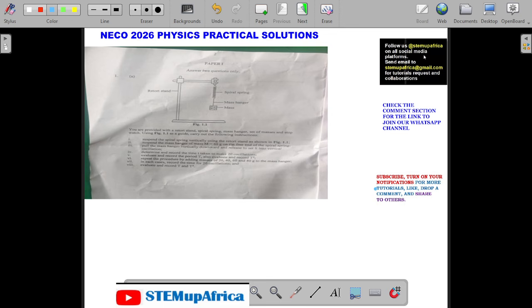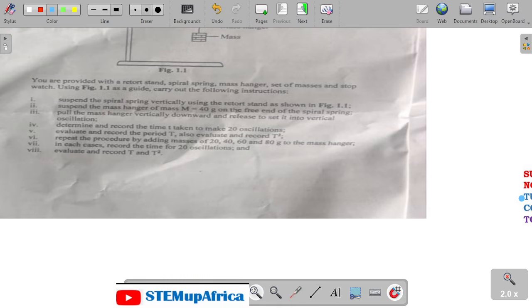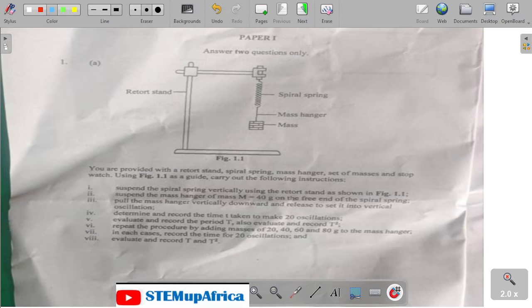Let's go to question number 1. Question number 1. This is no joke. Make sure you follow up to the end. Say you are provided with a retort stand, spiral spring, mass hanger, set of masses and a stopwatch. Using figure 1.1 as a guide, carry out the following instruction.